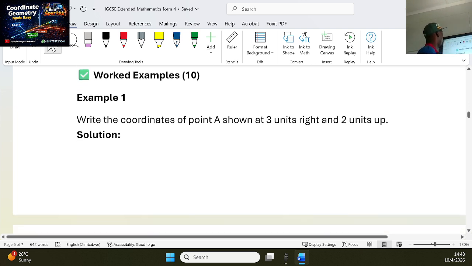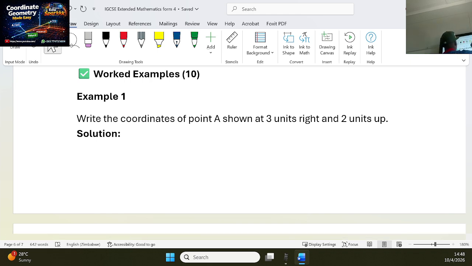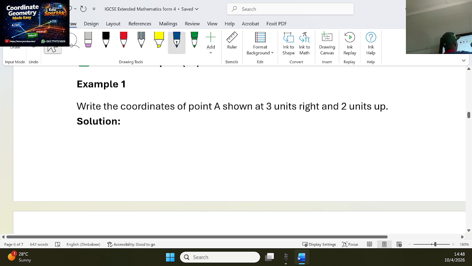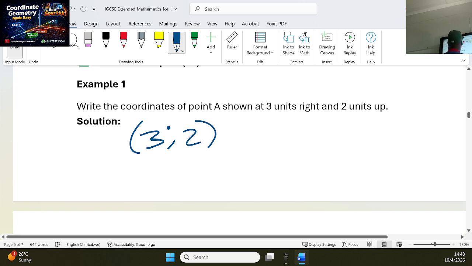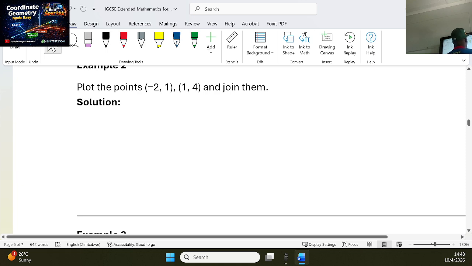Then we are diving into the examples, right? The coordinates of a point A shown at 3 units right and 2 units up. Looks like both are positive. So if both values are positive, in coordinate form, it's going to be 3, 2. Moving to number 2, plot the points and join them.